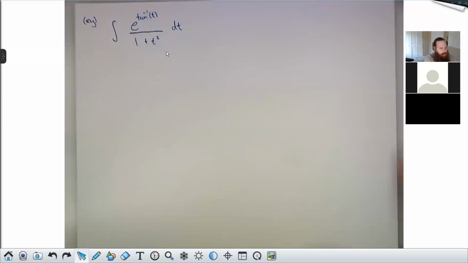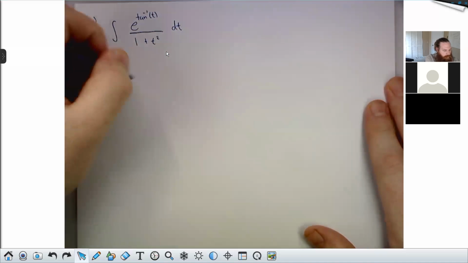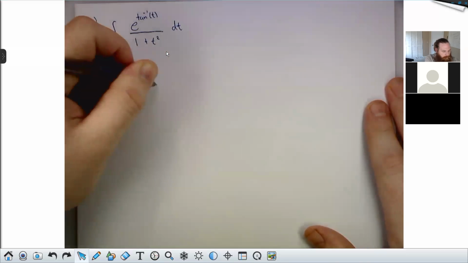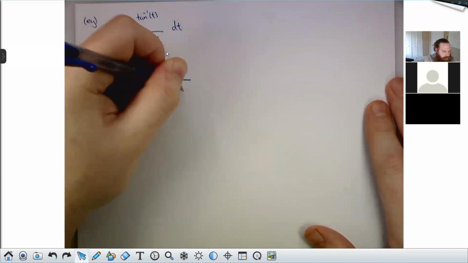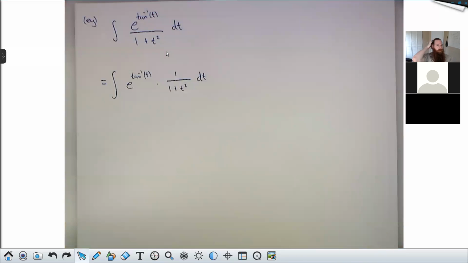So first here, I would rewrite this as the integral of e to the inverse tangent of t times 1 over 1 plus t squared dt. That's the only algebra we can do here. Would u be tan to the negative 1 of t? Yes, that will be the substitution we make.